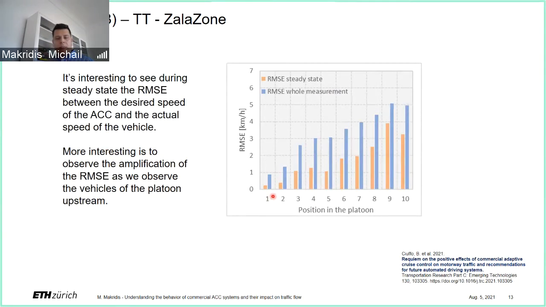And the last interesting part, please concentrate here on the orange bars. And again, all the vehicles here, 10 following vehicles in the platoon, have a desired speed. Actually, they go with a constant speed, and their desired speed is much higher, just to keep the ACC system alive. And we see that the root mean square error, which is the deviation of the speed profile of the first vehicle from its steady state target speed, is very low. And while we go upstream on the platoon, this error increases, amplifies a lot.